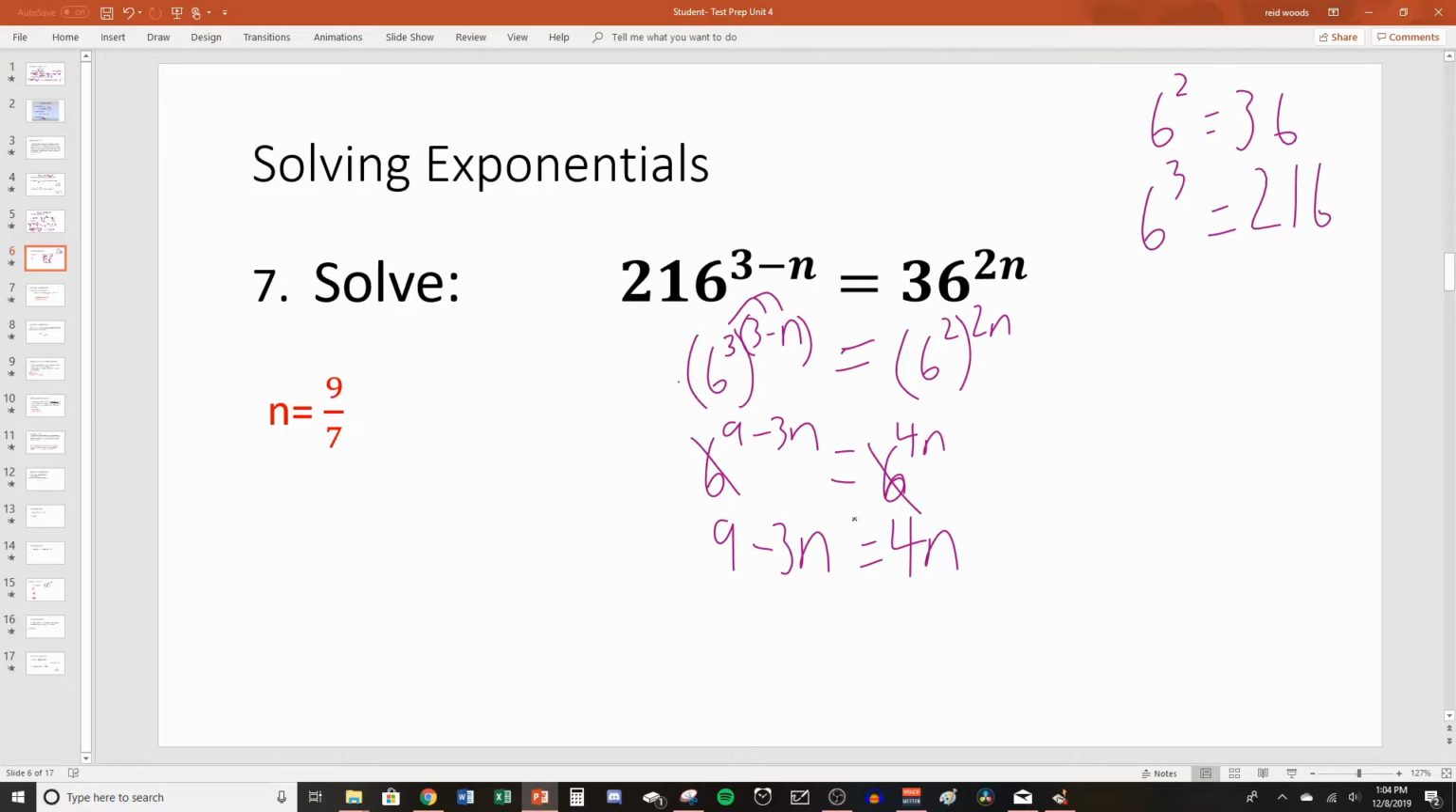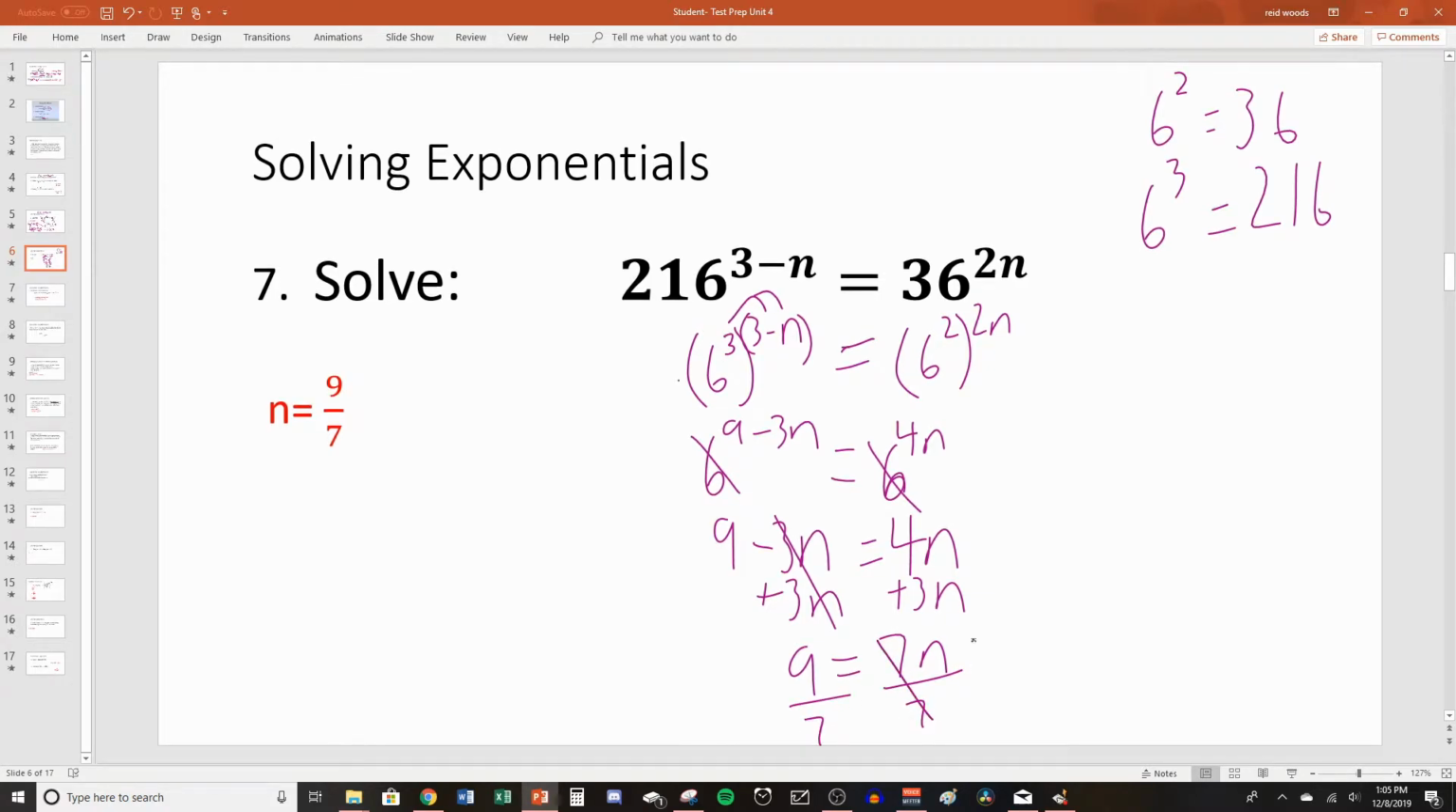So what I'm going to do is just solve for n. I'm going to add 3n to both sides. Goes away. I get 9 equals 7n. Last thing I'm doing is dividing by 7. Goes away. We get 9 over 7 n, which is what the answer was. Okay.